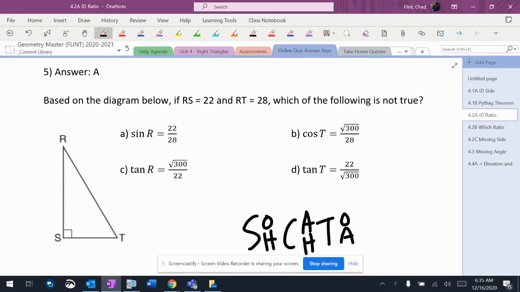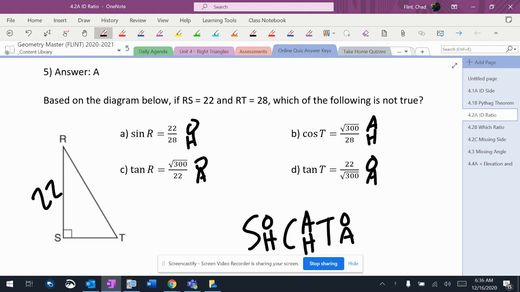The first thing I'm going to do is label everything with the correct names for the ratio. So that's A is sine, so it's opposite and hypotenuse. That's tangent, so it's opposite and adjacent. B is cosine, so it's adjacent and hypotenuse. And D is tangent, so it's opposite and adjacent.